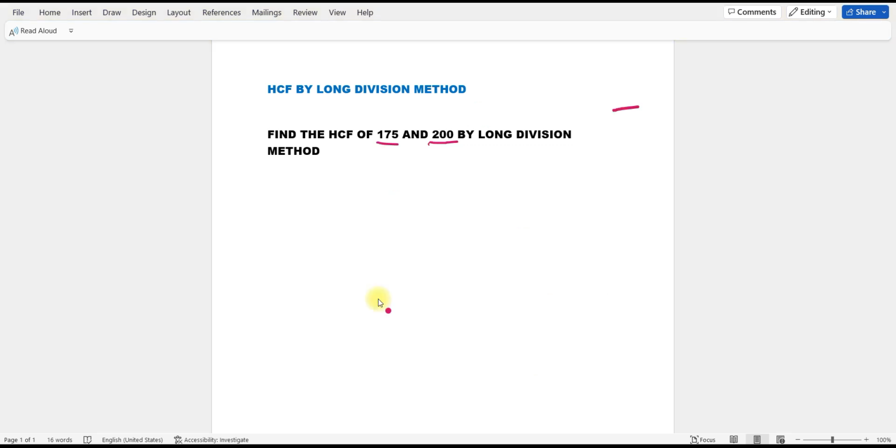So let us take another example to find the HCF of 175 and 200 by long division method. So as I said, always the greater number would be the dividend, the smaller number would be the divisor. So I write 200 and take 175 as the divisor. So once I divide, I will be able to do 1 times of 175. So 1 times of 175 would be 175, and once I subtract this, I get a remainder of 25.